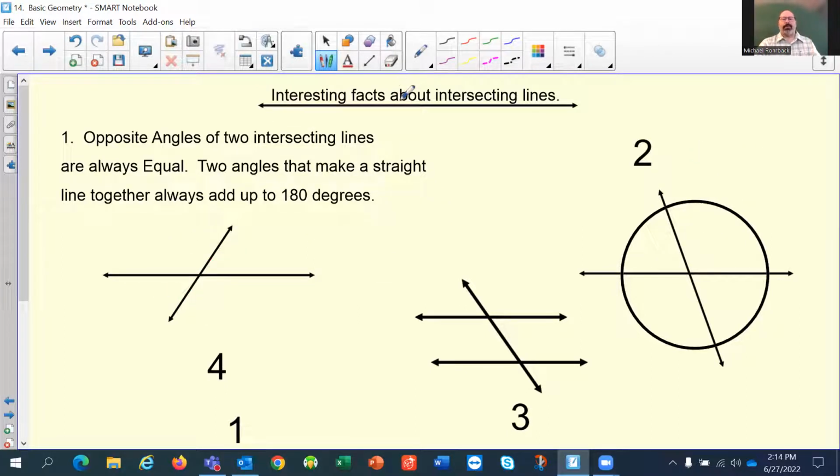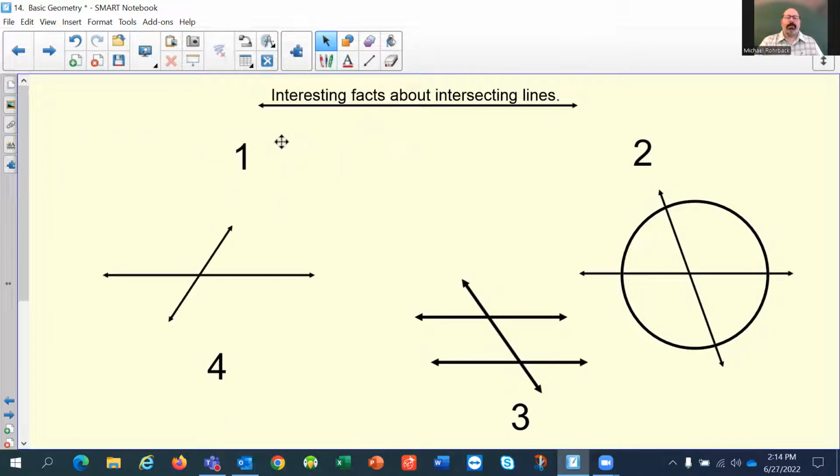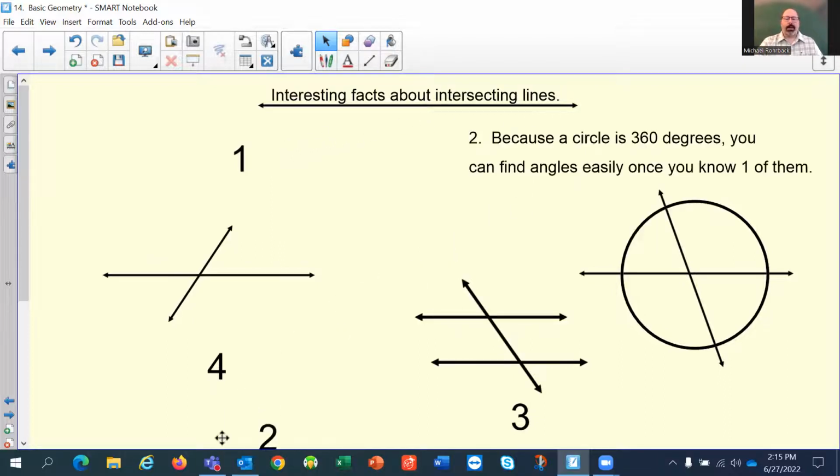Okay, so that's the first big thing. Two angles that make a straight line are 180. All the angles put together have to equal 360. It's basically a logic problem. And what you're going to do is you're going to use your logic to figure those out. Okay, there's nothing to memorize. Second cool thing.